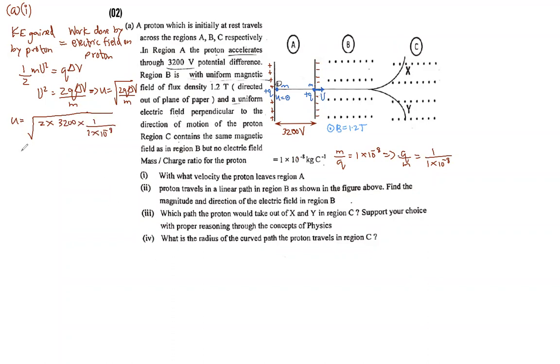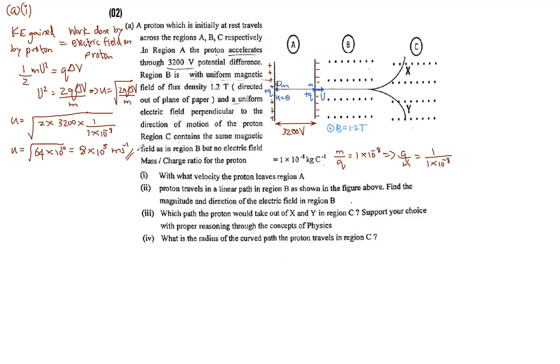Finally u is going to be equal to, here 2 into 32, that is 64, times 10 to the power 2, and 10 to the power minus 8 goes up and becomes 10 to the power 10. So the final answer is 8 into 10 to the power 5 meters per second. This is how you have to do this question. They have not given you the distance, so you can't use F equal to ma and those equations. This is the only way you can actually do this question.